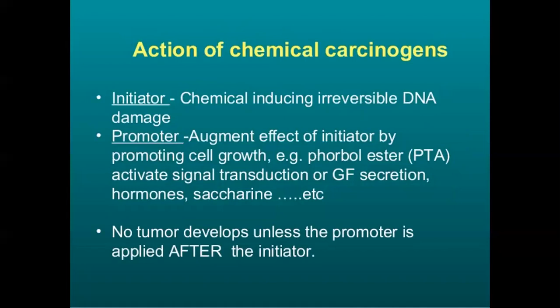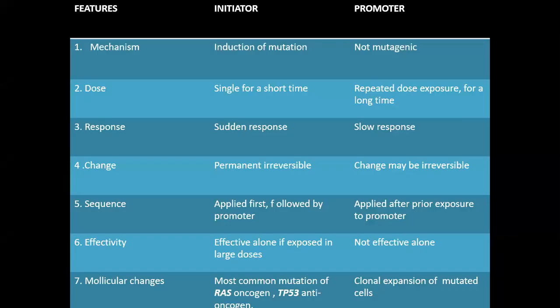The action of chemical carcinogens. There are the initiators and the promoters. What do the initiators do? They induce irreversible DNA damage. And the promoter, what does it do? It augments the effect of the initiator by promoting cell growth. For example, phorbol ester TPA activates signal transduction or growth factor secretion, hormones and signaling. No tumor develops unless the promoter is applied after the initiator.